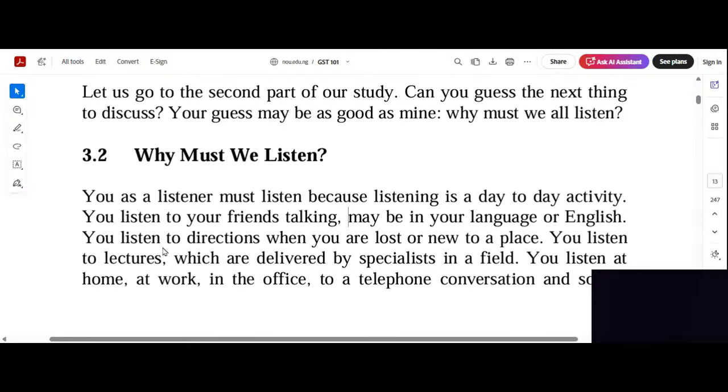Now, you listen to your friends. Let's look at examples of why we say listening is a day to day activity. You listen to your friends talking. That is number one, an example of day to day activity. It may be in your language or even in English. You listen to directions when you are lost or new to a place. For instance, let's say Chinaza Veronica just moved to Abuja and she's now in Area 1 and she's probably going to Gagalanda or any other place and she doesn't know how to navigate her way.